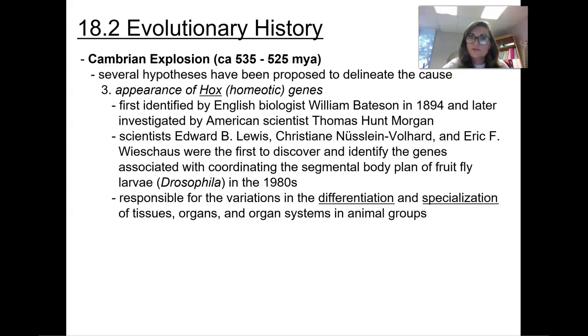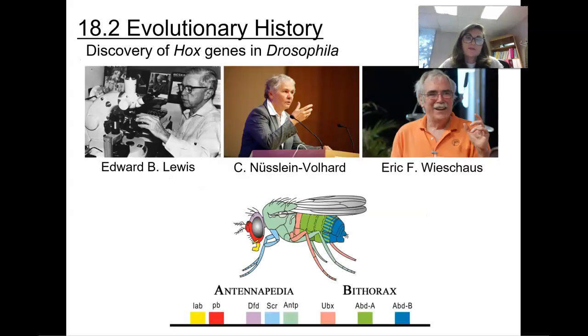They find out during these studies that these genes are going to be responsible for variations in differentiation and specialization of tissues, of organs, and organ systems in animal groups, and so they're able to carry these and follow these throughout different types of organs using these same genes. So here's an example of the genes that they found and how they correlate with the Drosophila or the fruit fly.